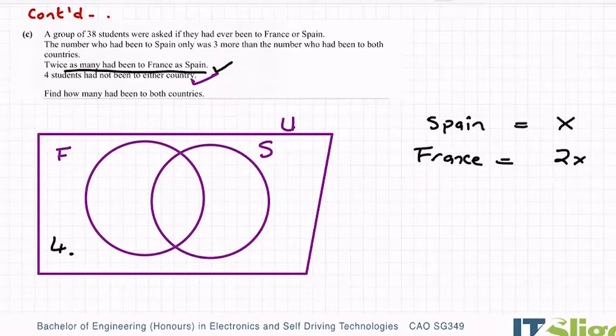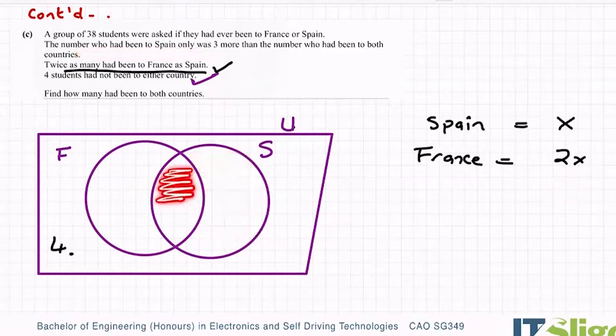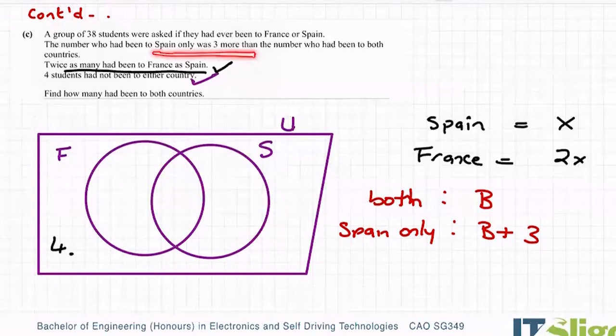Okay, and then I go to the line before it. The number who has been to Spain only, which is out here, was 3 more than the number who have been to both countries. So now what do we call both countries? Do we call both B? And then Spain only, B plus 3. The number who have been to Spain only was 3 more than the number who have been to both.